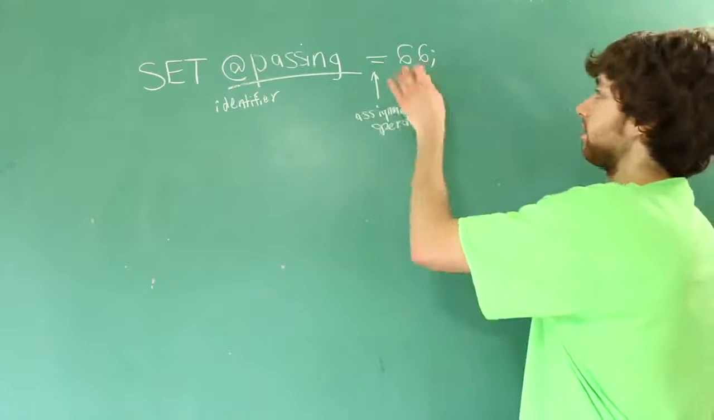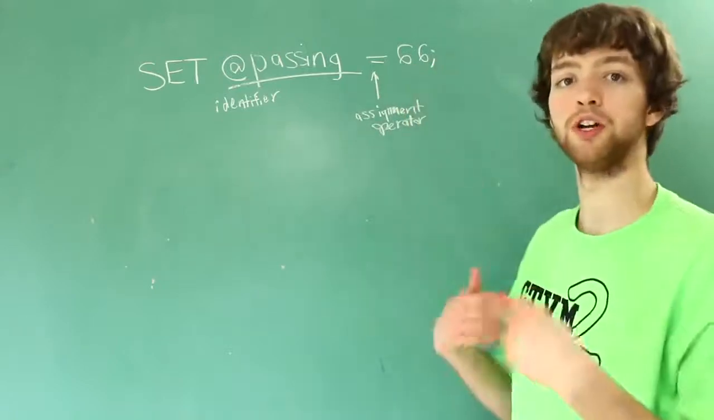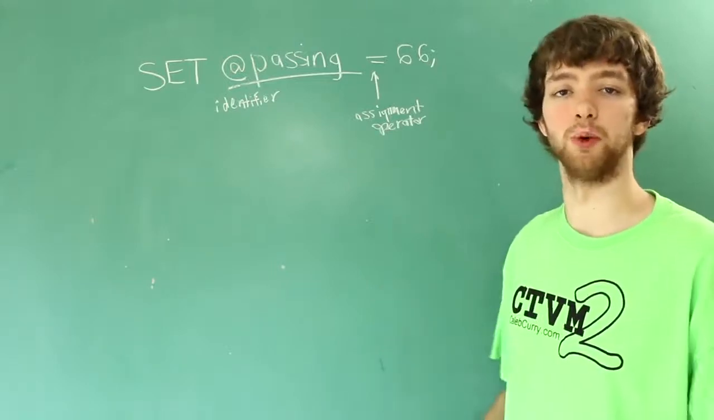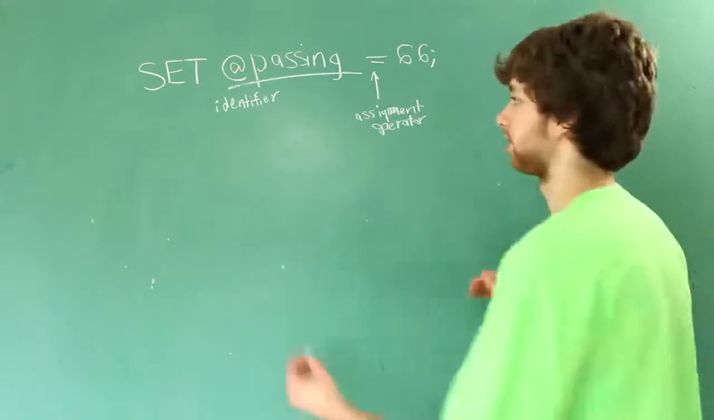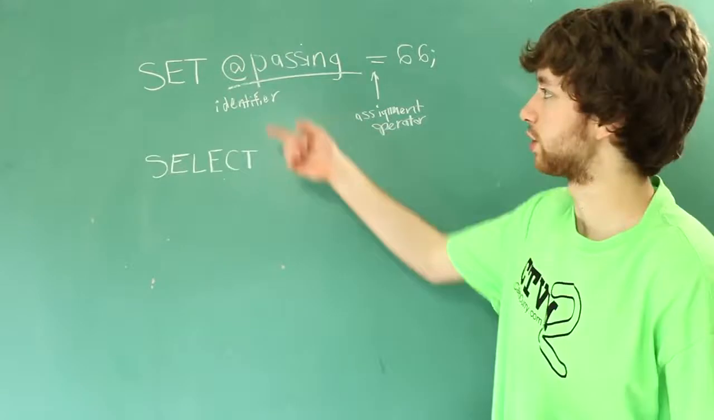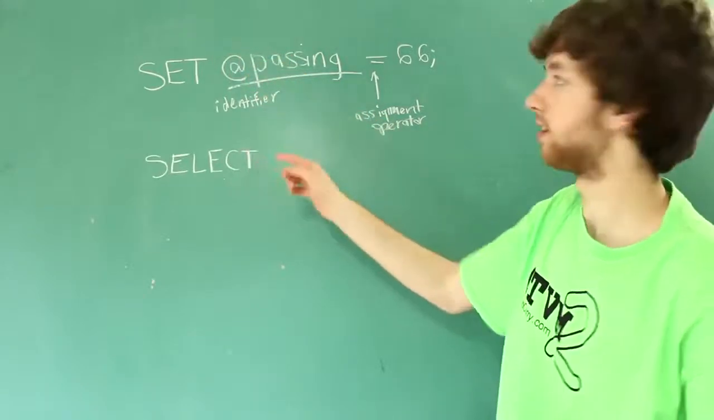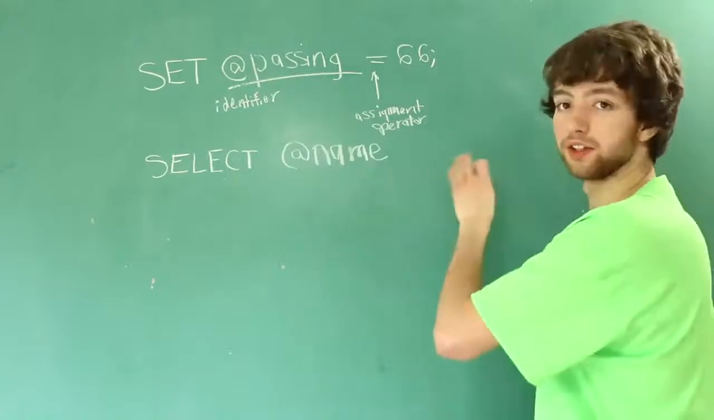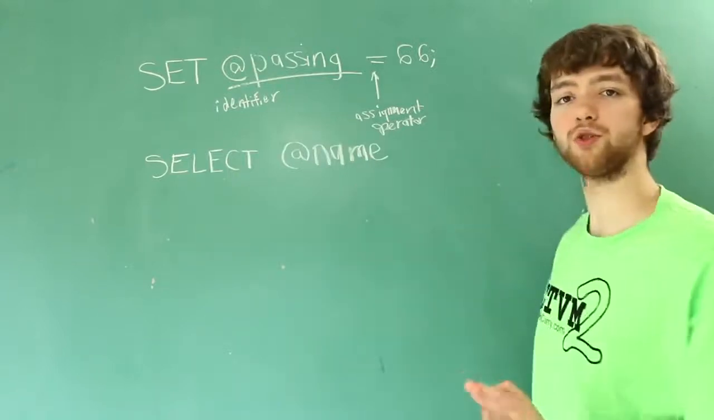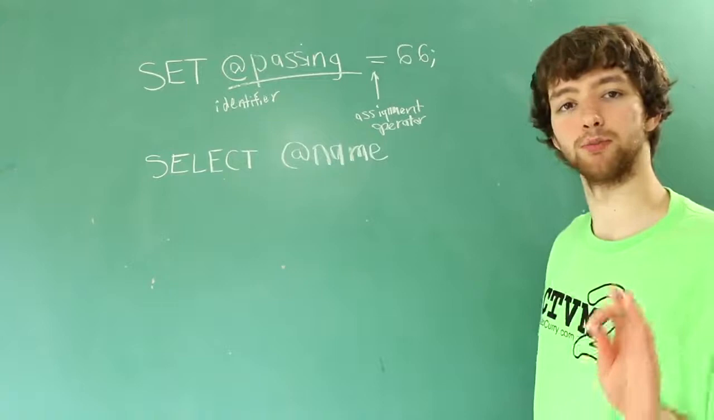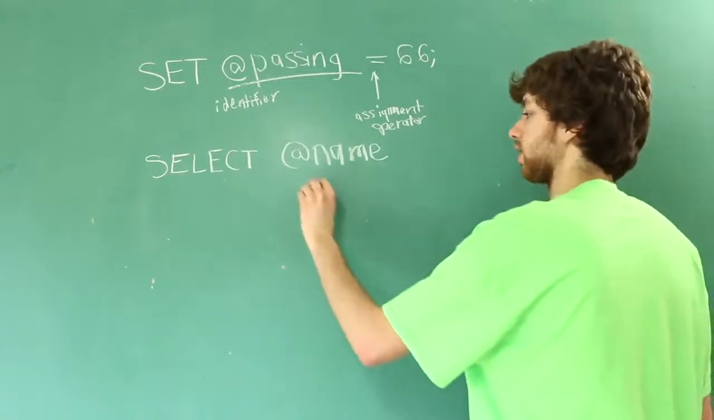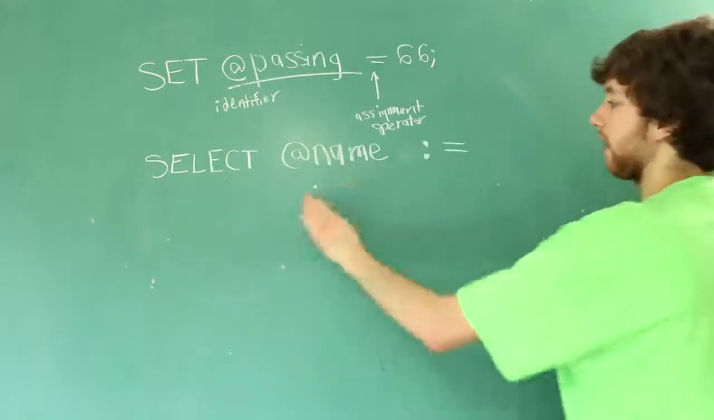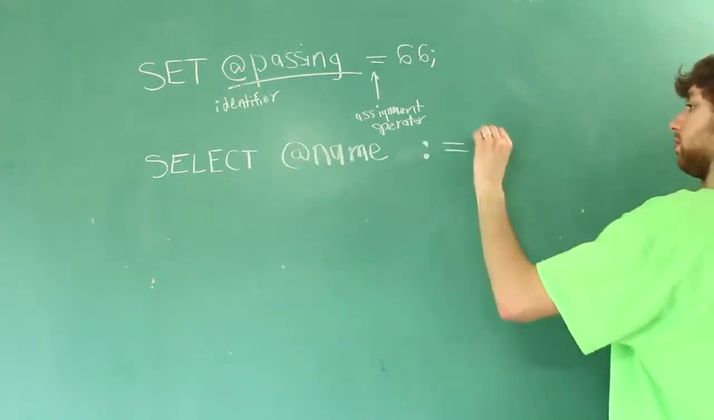Finally, we give it the value 66 and use a semicolon to tell MySQL this is the end of the statement. The new way to create a variable is within a select statement. The very first thing you need to do is replace set with select, and then you use the identifier just the same. And then you need to assign it a value. And in this situation, the assignment operator looks a little bit different. You are going to use a colon and then an equal sign. Once you have that, you can give it the value.